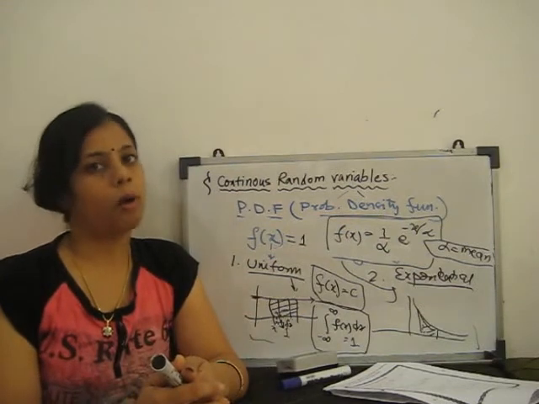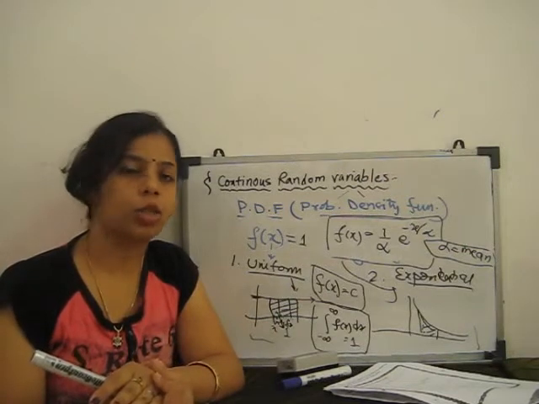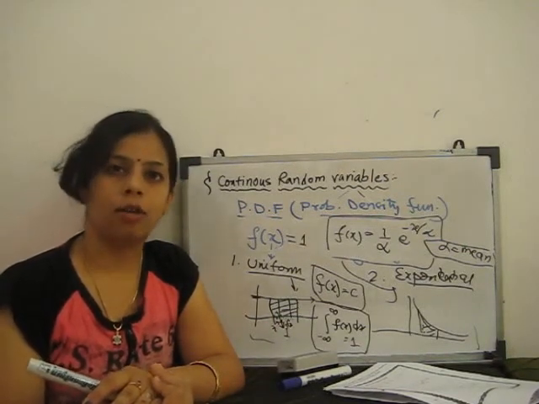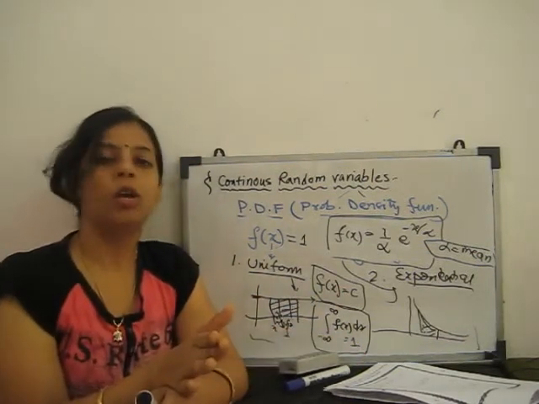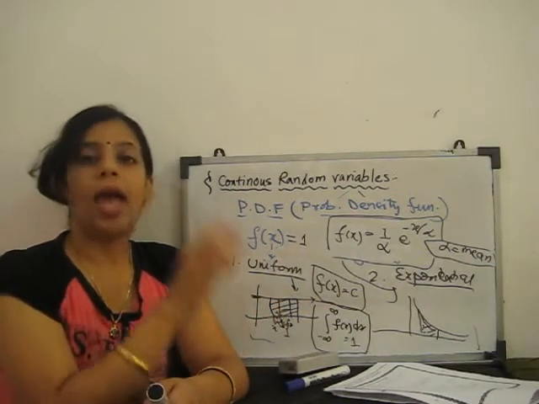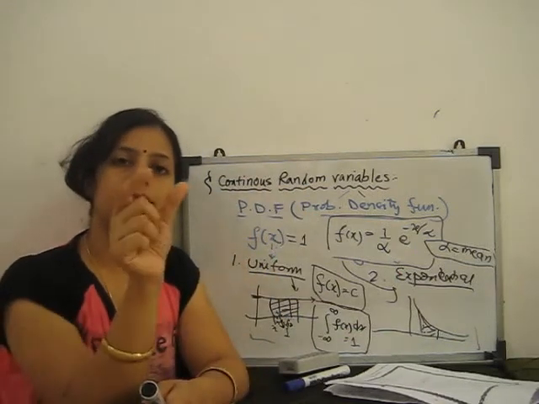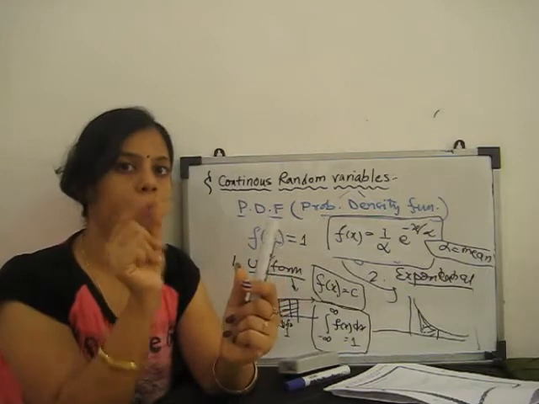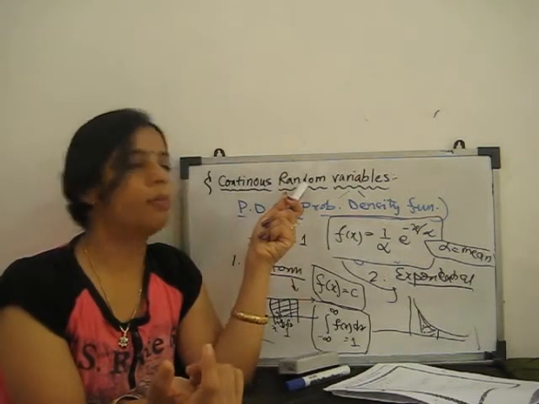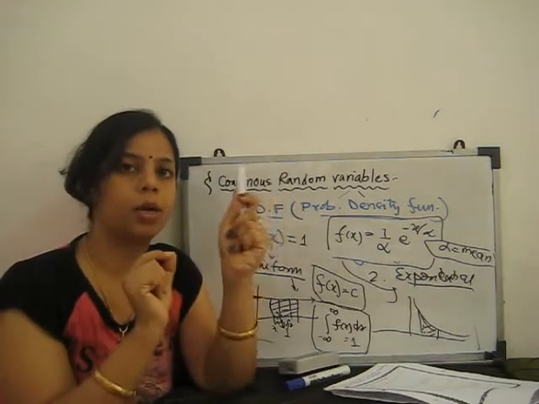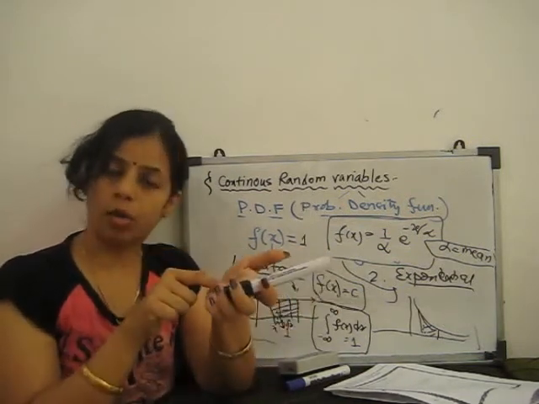Some more properties of the probability density function. Number one, the probability density function is always positive. f(x) is always greater than 0, and never negative. The total area is 1. For a random variable we always discuss a range, not a particular point. So for a continuous random variable, the probability at a particular point is 0.